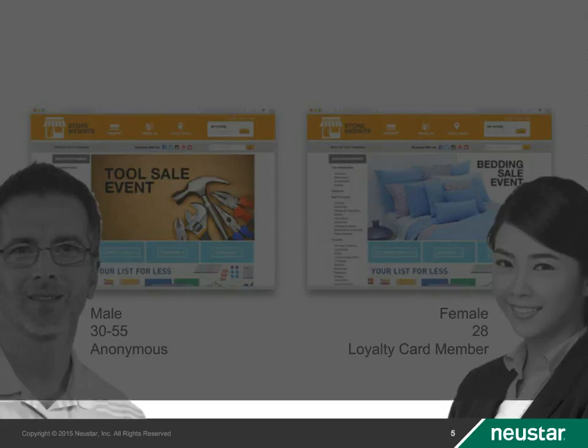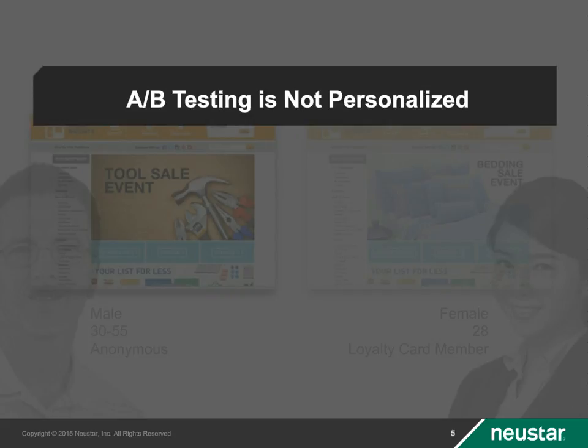A/B or multivariate solutions do not provide truly personalized experiences. Instead, they determine a single generic experience that may work for more visitors than any other single experience, but will not resonate with the different types of visitors that traffic to a given site. The result is usually negligible lift in overall site engagement and conversion.